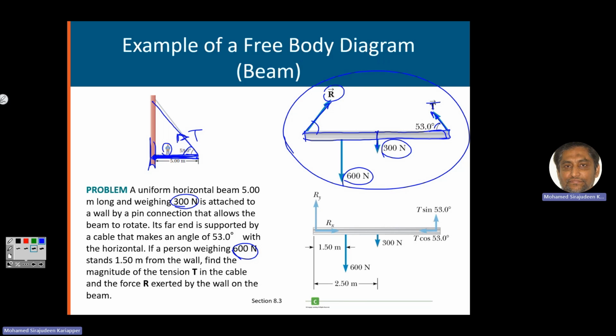We don't know what this R is. We don't know what this tension is. And those are the questions. He is asking us to find R, the force applied on the beam from the wall, and find T, the tension that is supporting the beam from the cable. So these are the two questions.